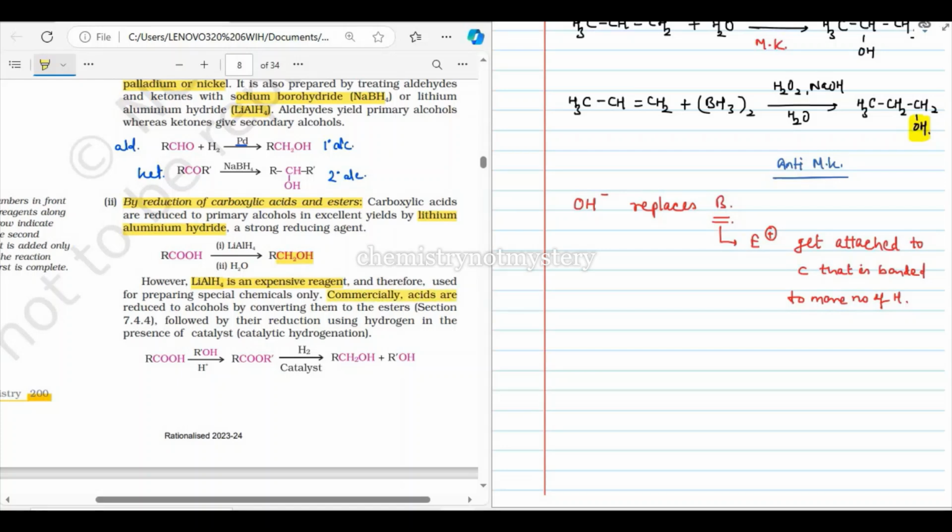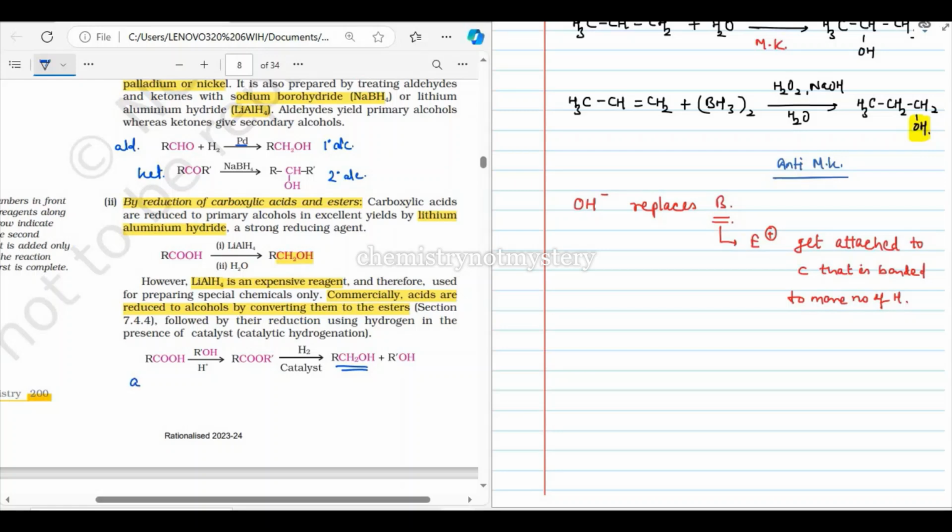For the commercial method, we do not use lithium aluminium hydride as it is an expensive reagent. For the commercial method, acids are reduced to alcohol by converting them to ester, followed by their reduction using hydrogen in the presence of a catalyst, catalytic hydrogenation. So if you want to prepare alcohol commercially, it is always advised to convert acid first into ester, then by catalytic hydrogenation you can convert it into primary alcohol.